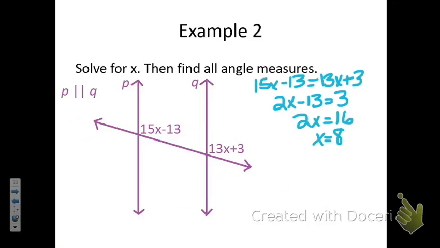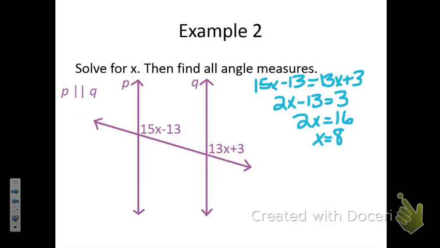True or false, some of the angles in my picture are 8 degrees. It can't be. Okay, I'm hearing some falses. Why? It's just the value of x. Good. My value is x, but that does not represent any of the angle measures. In order to get the angle measures, we're going to have to plug it back in. So x itself is not representing angle measures here, so 8 is not one of my angle measures. I can use it to find my angle measures.